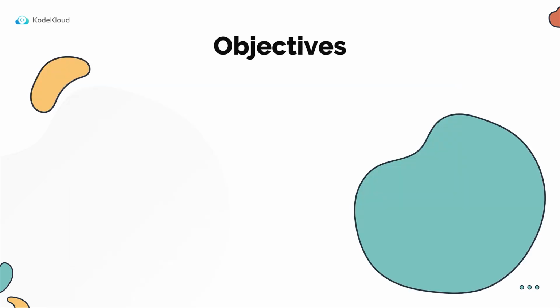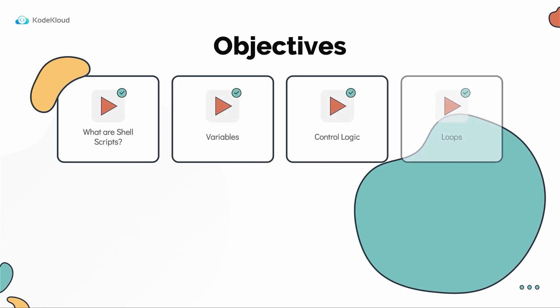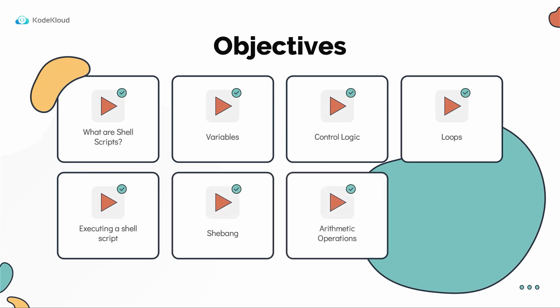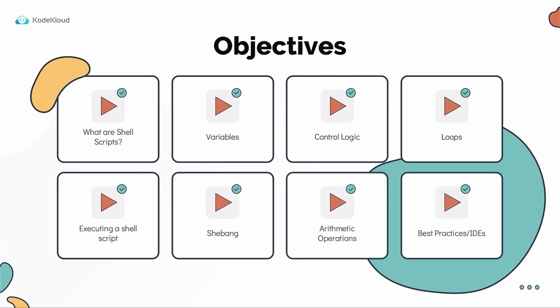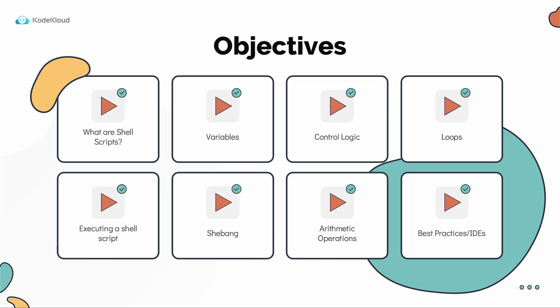This course is divided into different sections where we discuss what shell scripts are and how to get started with your first shell script. We discuss how to make your scripts executable. We discuss various concepts related to scripting such as variables, control logic such as conditional statements, loops such as for loops and while loops, and arithmetic operations, etc. And throughout the course, we will also discuss best practices while scripting, such as what to do and what not to do, and how to develop a script that's reusable.